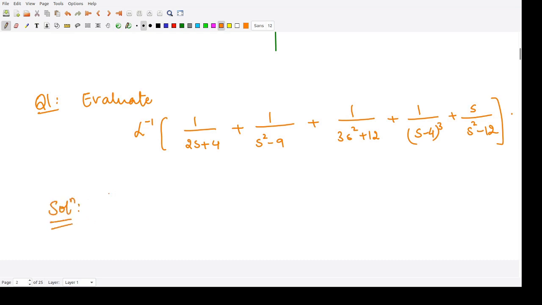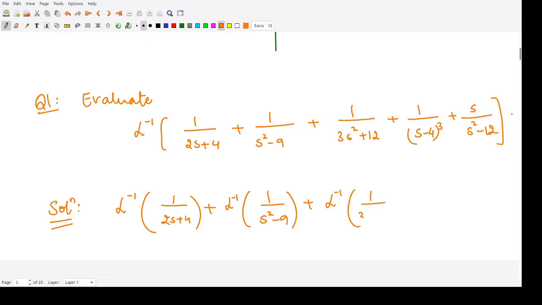So firstly, you know Laplace operator, that is a linear operator. So its inverse is also a linear operator. So we would find the Laplace inverse of 1 upon 2s plus 4, and then we would find the Laplace inverse of 1 divided by s square minus 9 plus the Laplace inverse of 1 upon 3s square plus 12 plus the Laplace inverse of 1 upon (s minus 4) cube, and then plus the Laplace inverse of s divided by s square minus 12.